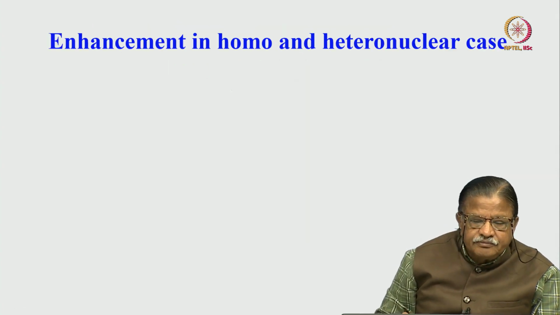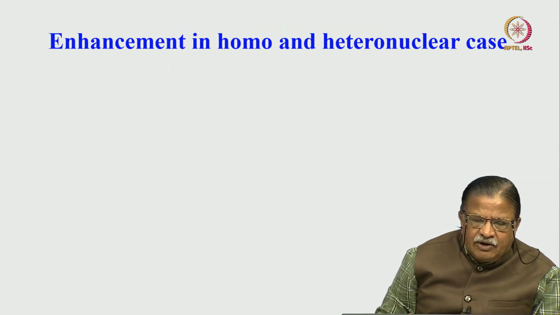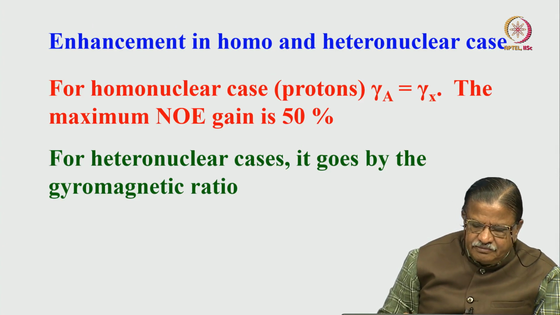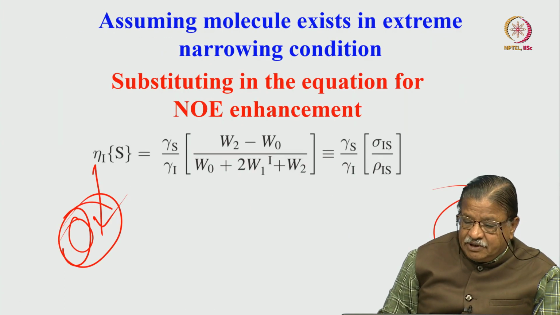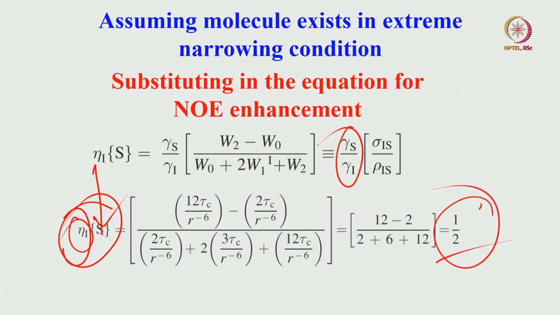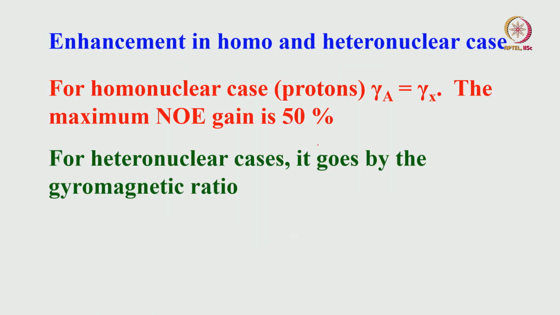All right. Enhancement in the homonuclear and heteronuclear case we will find out. For the homonuclear case, for example protons, both gammas are the same in this expression. So gamma A is equal to gamma X. I am taking an A spin system. What is the maximum NOE you are going to get? 50%, half.